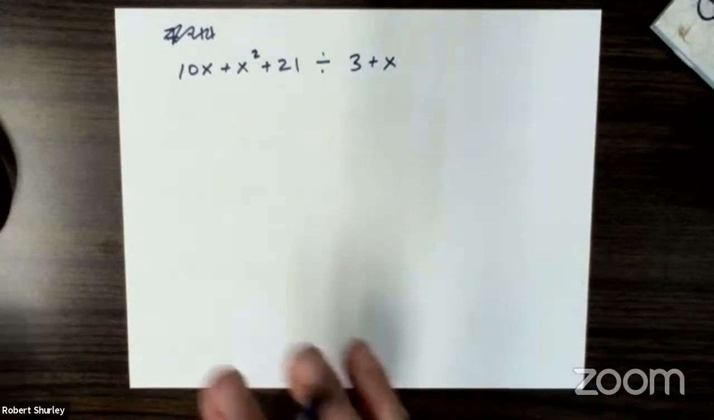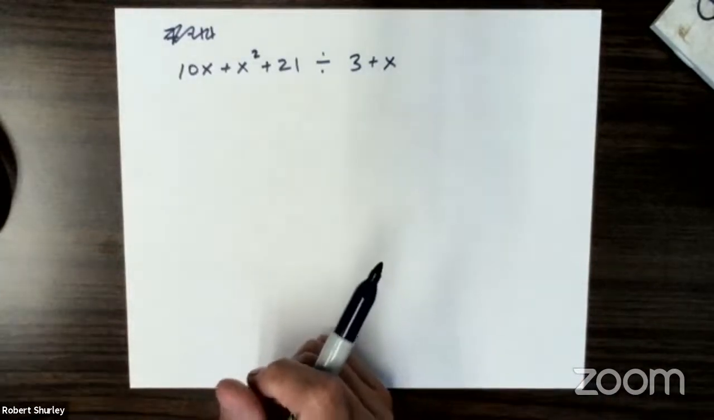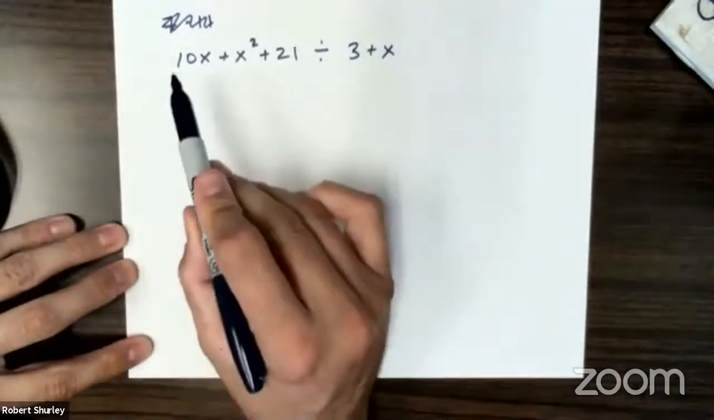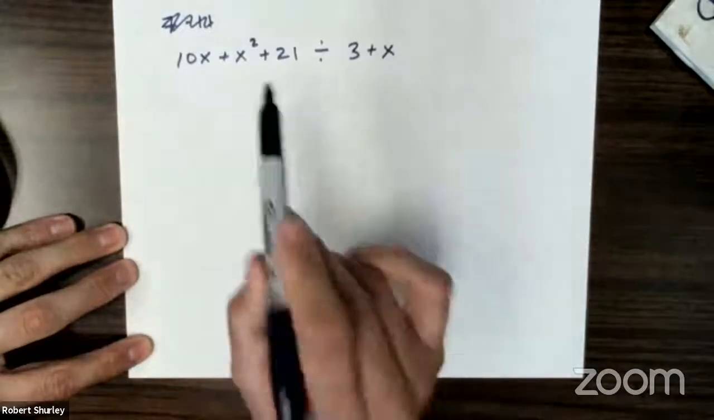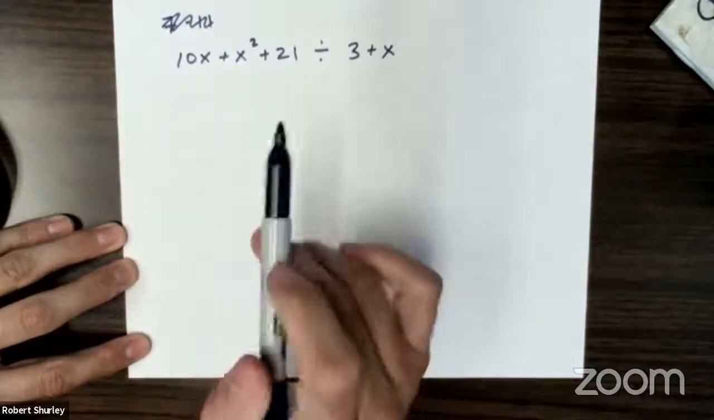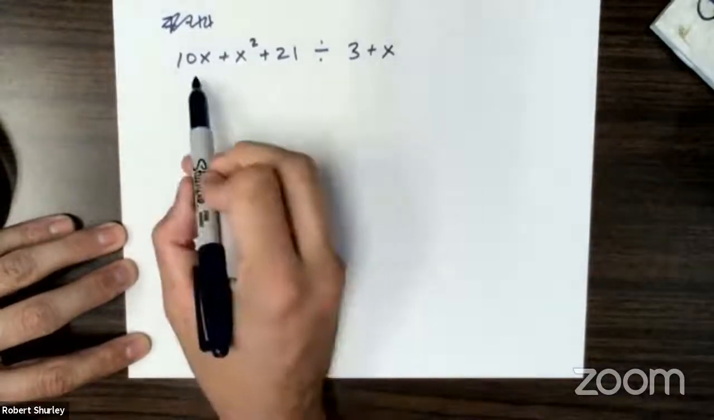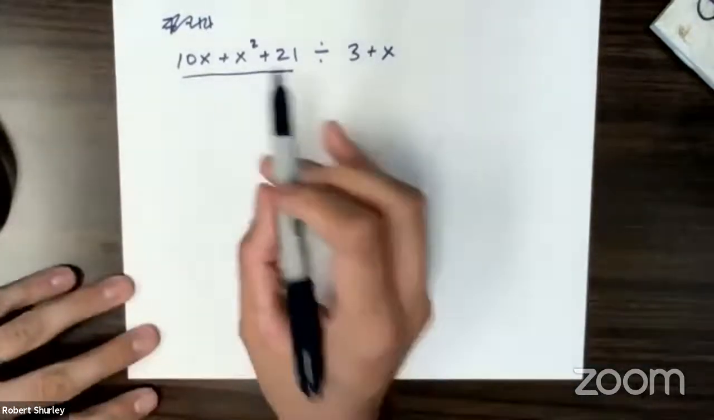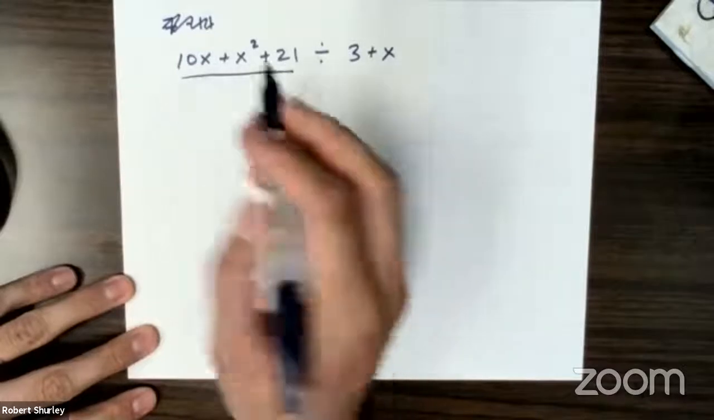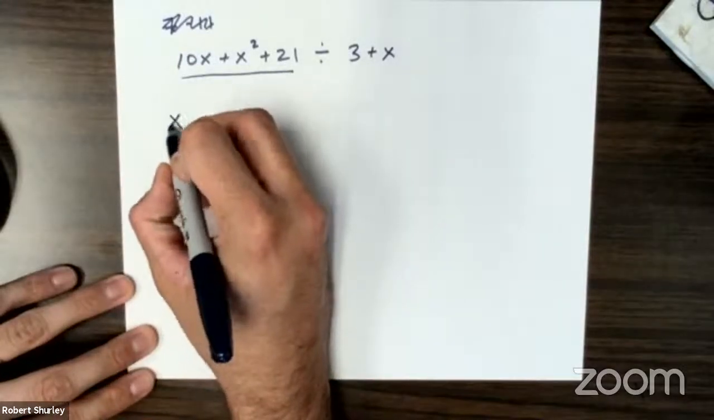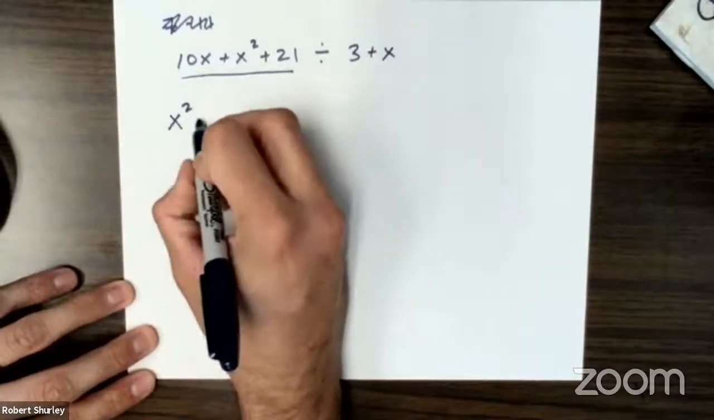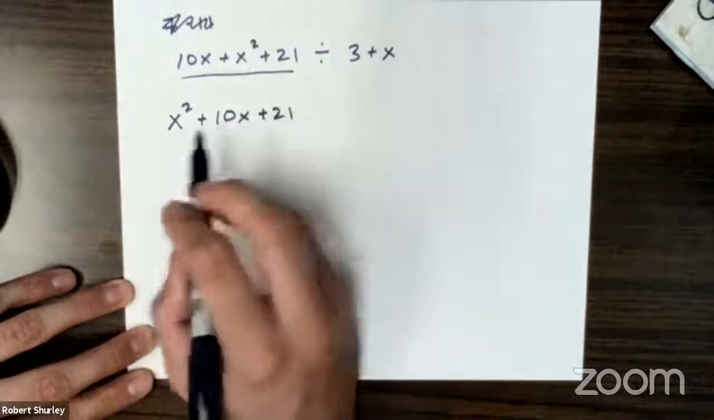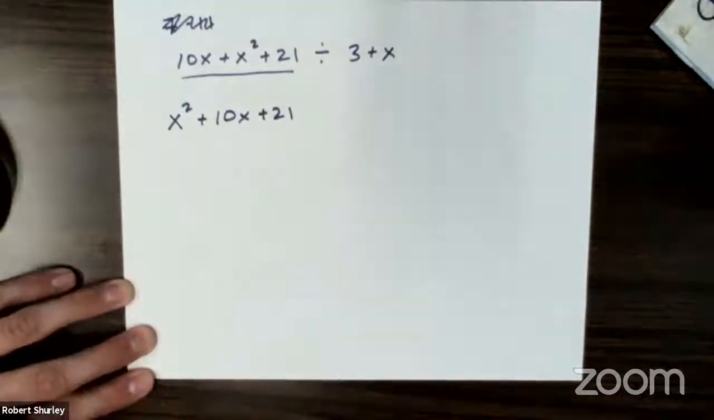Now, here's the first thing. If we're going to do synthetic division, we're going to write these descending with missing terms, okay? So what that means is, this first one is actually our dividend, right? This dividend, we're going to have to write in descending order. So x squared has to come first, plus 10x, plus 21. So descendingly, right? Squared, x, constant.